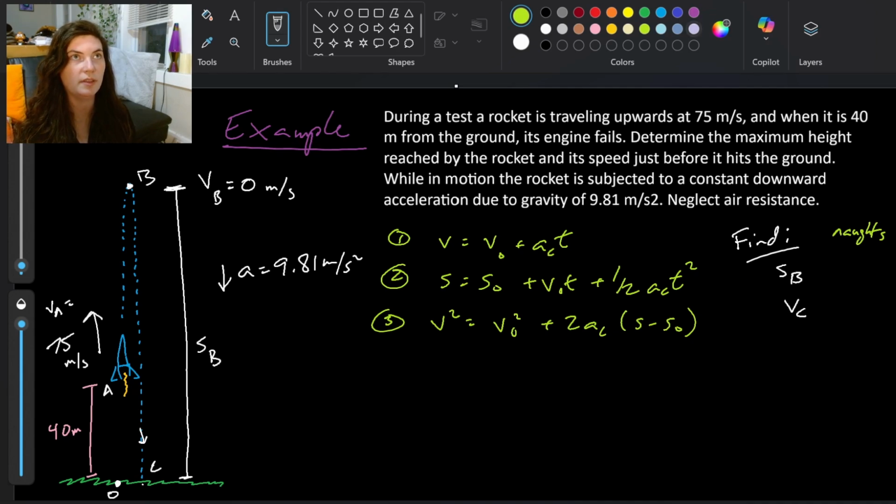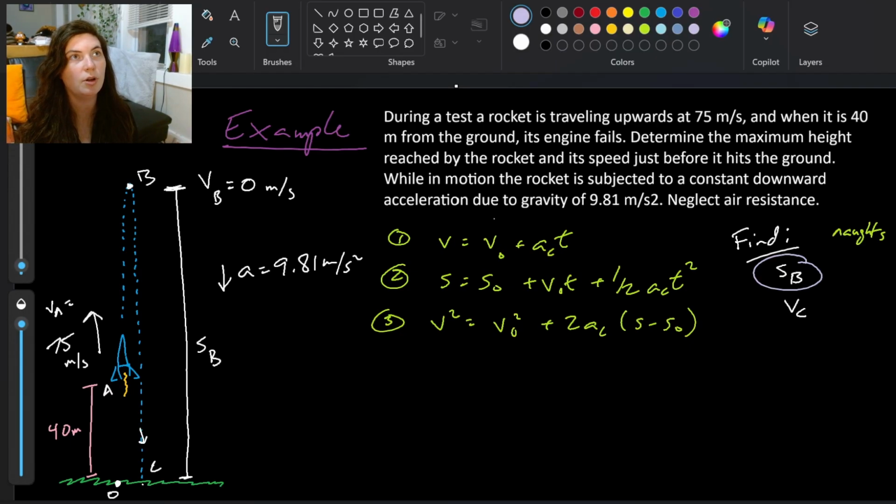Let's start with SB. So we know our position at A, we know our velocity at A, that can act as an initial velocity. We know our acceleration. We do not know a time. So we have two positions. We have one unknown position that we want to find. We know an initial position, an initial velocity, a final velocity, and an acceleration. We don't know any time. So we do not want to be using any of these that have time in them.